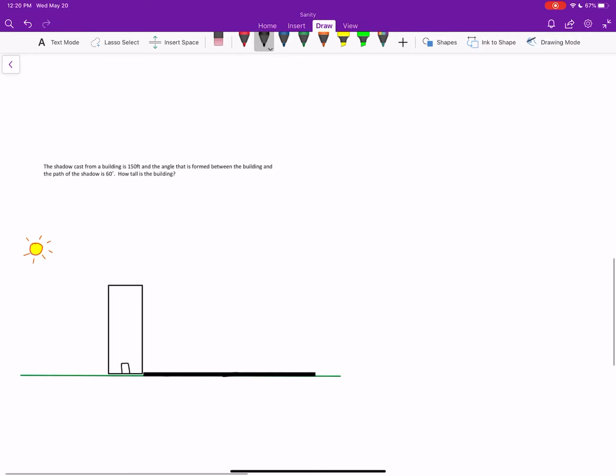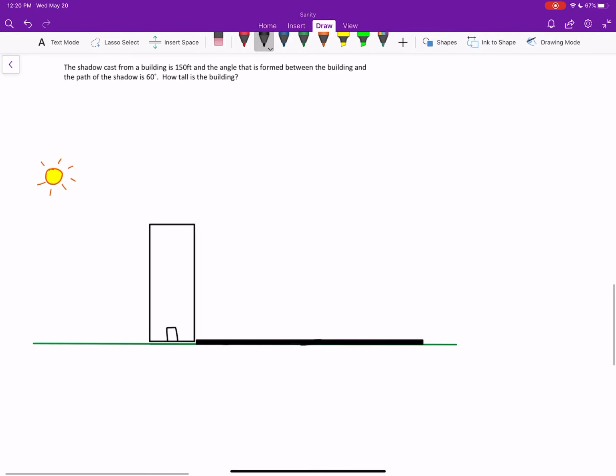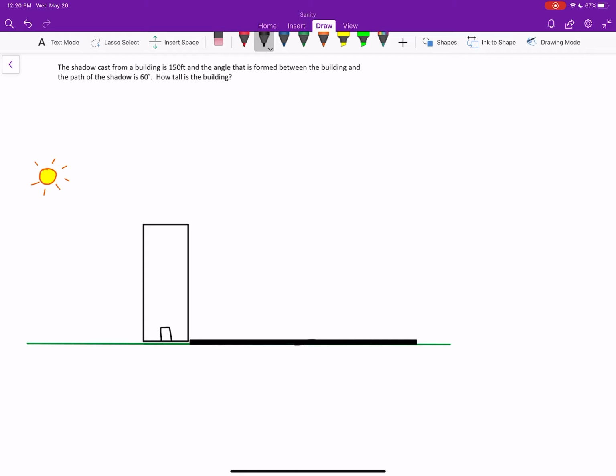You know I got to end on a word problem here. So, the building casts a shadow, and the angle that is formed between the building and the path of the shadow is 60 degrees. How tall is the building? All right, so what are we asking here? We're asking how tall this building is. I want to find this height, so I'm going to say this is my little question mark. How tall is that building?